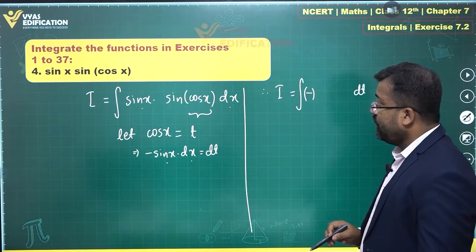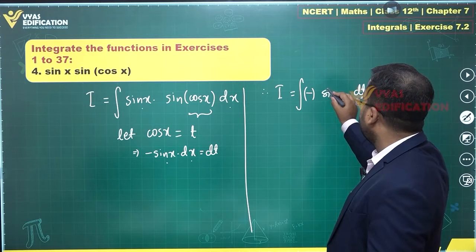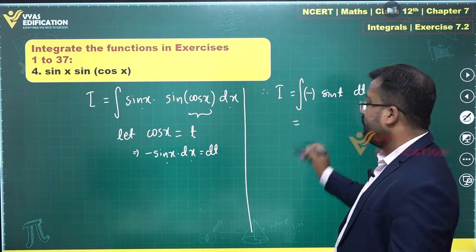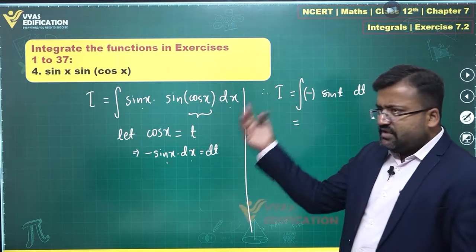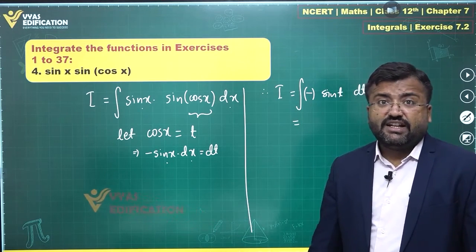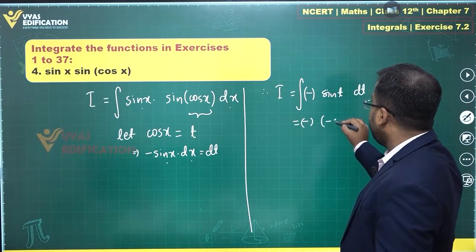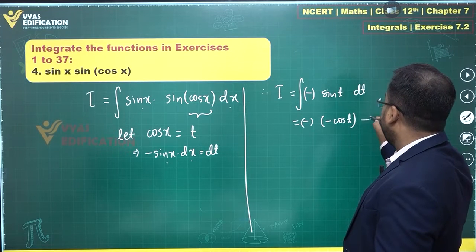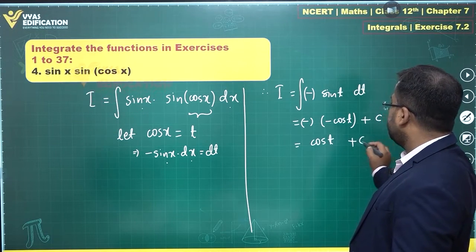What else? You have sine of cos x, so sine of t is waiting around here. Now, the minus will take care of itself. That's not an issue; the minus will be moving out. Integral of sine t, what is that? Minus cos t. So there's a minus outside, then you have minus cos t plus a constant of integration. This becomes cos t plus constant of integration.